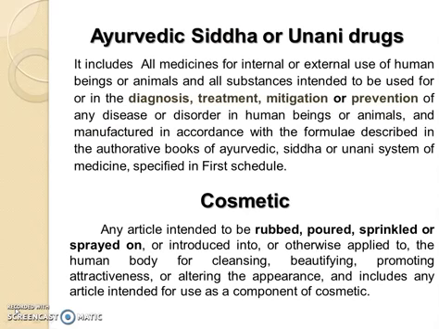Ayurvedic, Siddha or Unani drugs. It includes all medicines for internal or external use of human beings or animals, and all substances intended to be used for or in the diagnosis, treatment, mitigation, or prevention of any disease or disorder in human beings or animals, and manufactured in accordance with the formula described in authoritative books of Ayurvedic, Siddha or Unani system of medicines, specified in first schedule.